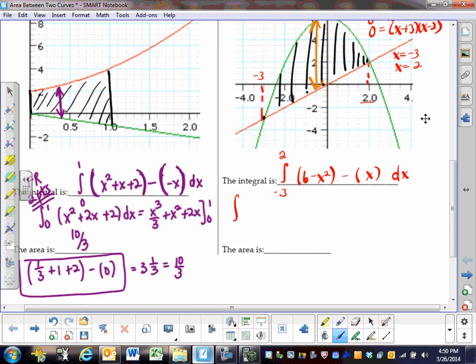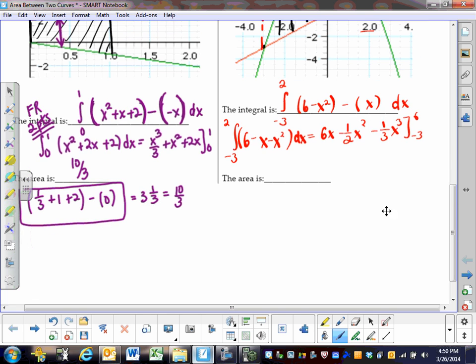So if I were anti-derive from negative 3 to 2, I would probably simplify first. 6 minus x squared dx. So the antiderivative is 6x minus 1/2 x squared minus 1/3 x cubed from negative 3 to 6. So this is really, as far as the arithmetic is concerned, your worst case scenario for a multiple choice. If this were a free response, again, I would substitute in.